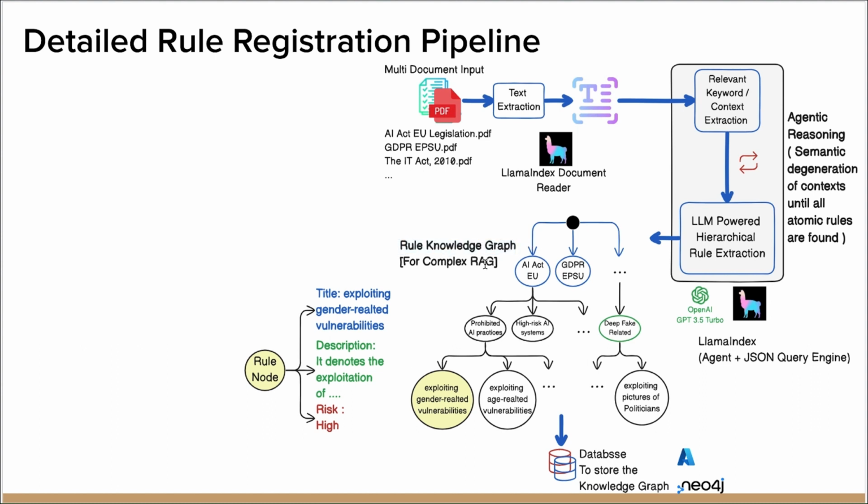The rule knowledge graph will be used for the complex retrieval augmented generation operations. The knowledge graph will be stored in the Neo4j database, and the PDFs will be stored in the Azure Blob Storage. The lower level rule nodes will have mainly three components. One is the title, another one is the description, another one is the risk level.